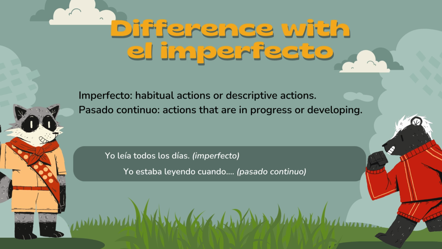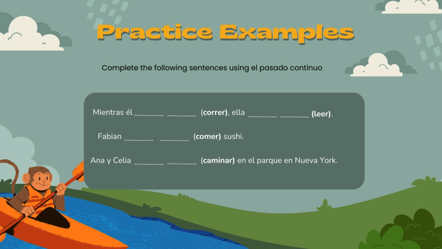So I know that this was a lot of information, but I have created some example practice for you to work on. So you want to complete the following sentences using el pasado continuo. I have bolded and put into parentheses your verb. Okay, so you might want to pause the video now, jot down your answers, and then click play. And we'll go over the answers. I'm sure you're going to do great.